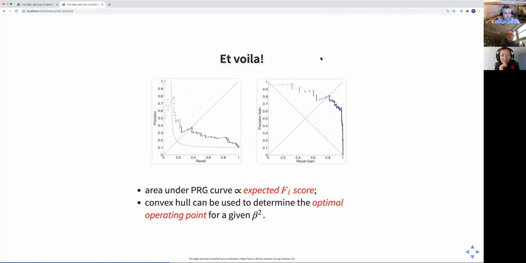Right. Okay, so this is just a bird's eye view on that. We can apply changes of scale, and then we can make things better by really thinking about these things.